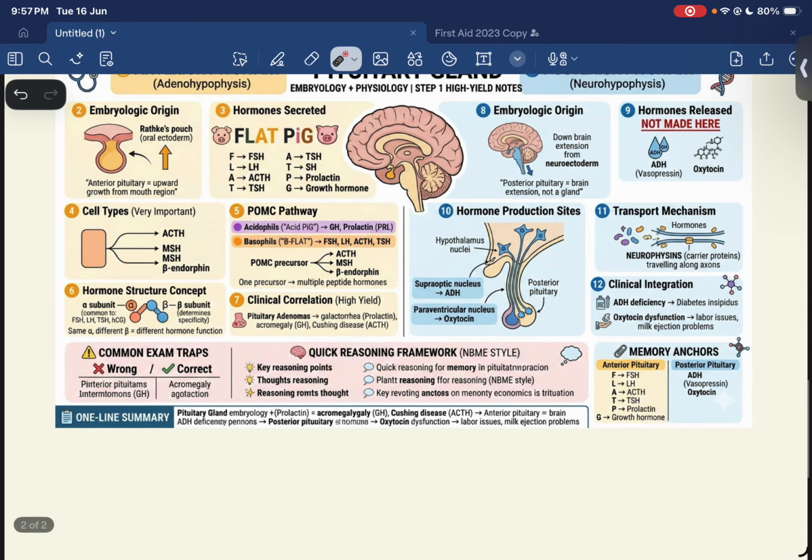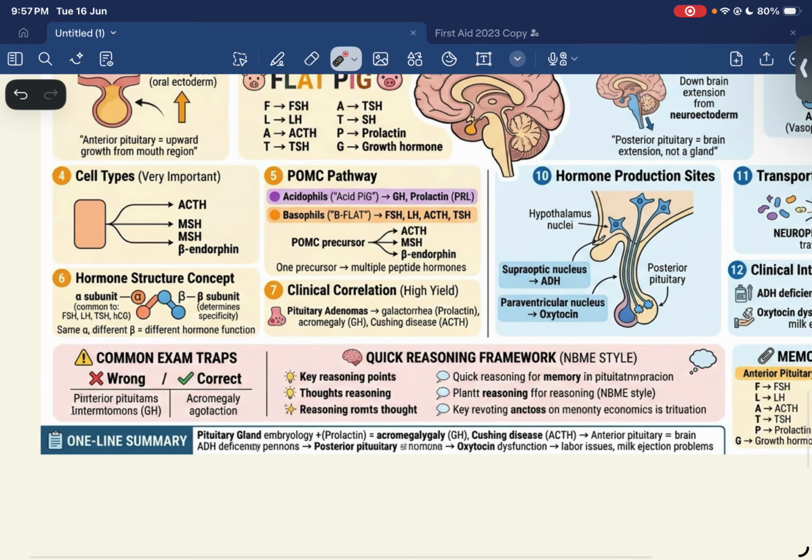Then a very important thing that we need to know is the hormone structure: alpha structure and beta structure. The alpha structure of follicle stimulating hormone, luteinizing hormone, thyroid stimulating hormone, and HCG, these four have a similar alpha subunit, but how are they differentiated? With the help of the beta subunit, which determines their specificity.